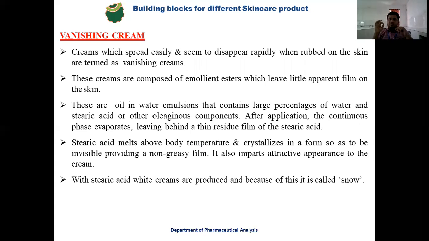Okay, so that type of cream is composed of emollient esters. So the emollient will give a slightly apparent film or very thin layer, but it is not visible. Now, vanishing cream contains a main ingredient, stearic acid. Okay, stearic acid is the most important main ingredient of vanishing cream, as a fatty substance. Now, what are the properties or main characters of stearic acid?